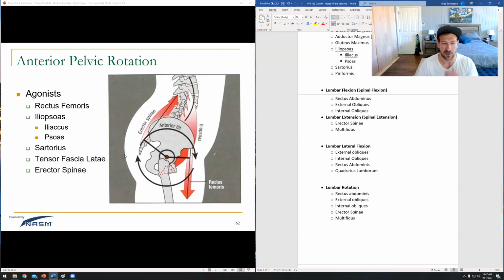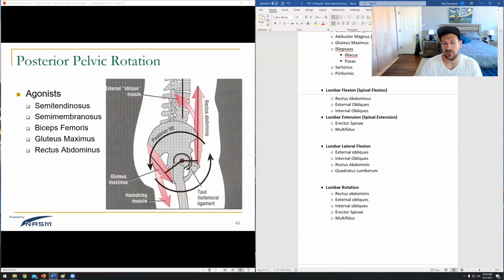And then when it comes to the spine, we got the anterior pelvic rotation. That's the rectus femoris plus the iliacus plus the psoas. So the iliopsoas plus rectus femoris pulling down the front, but then we get the erector spinae pulling up in the back. Whole thing. That also gets to work together with your TFL.